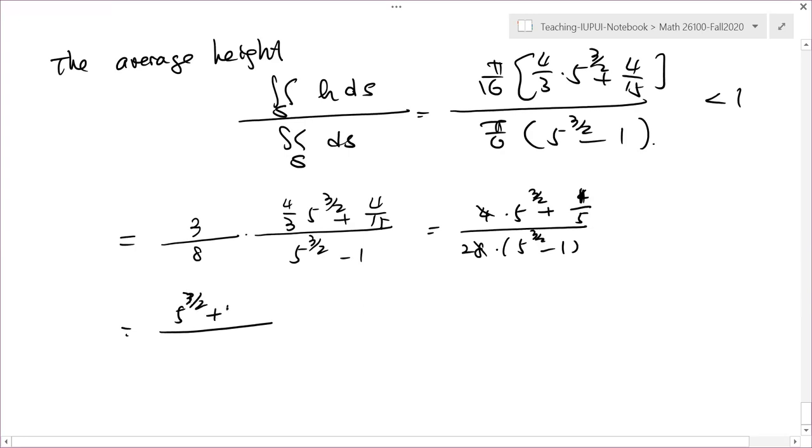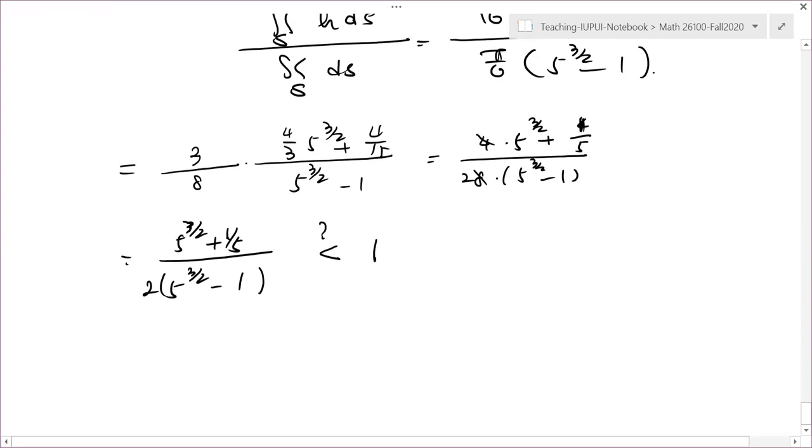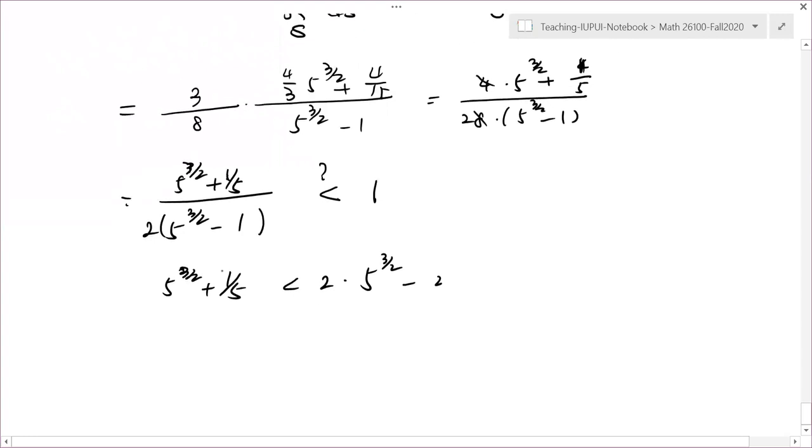So the answer here is (5 to the 3/2 plus 1/5), and here's (5 to the 3/2 minus 1) divided by 2. I'm pretty sure it's less than 1. So let's check. We put a question mark here: is 5 to the 3/2 plus 1/5 less than 2 times (5 to the 3/2 minus 2)? Then you move one term to the other side: 2 plus 1/5 less than 5 to the 3/2. Well, can we see that?